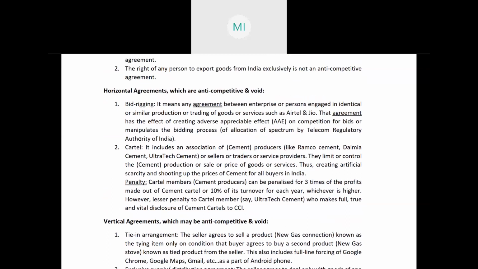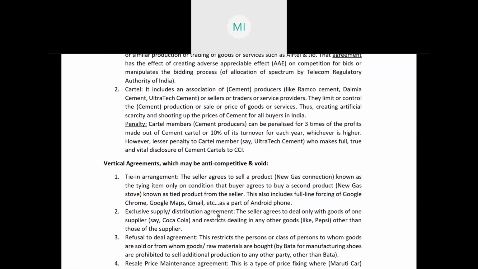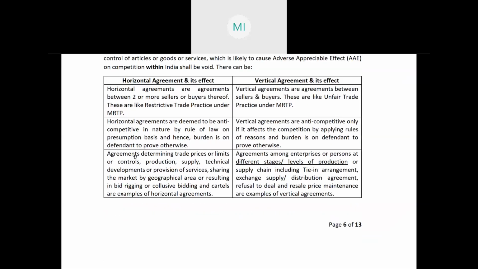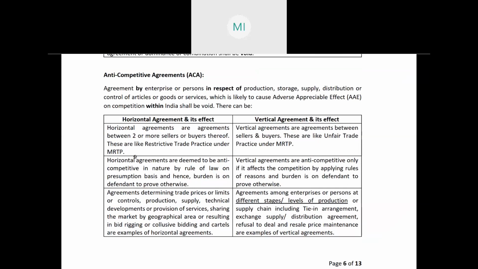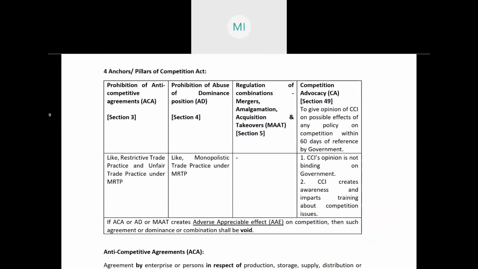You have to always remember that cartel means it falls under horizontal agreement. If they ask you a question on exclusive supply or distribution agreement, you have to remember it falls under vertical agreement. As long as you remember that predatory pricing falls under abuse of dominance. So you have to only remember this. If you remember this table, then you are all done on competition law. If you have any questions, you can let me know.